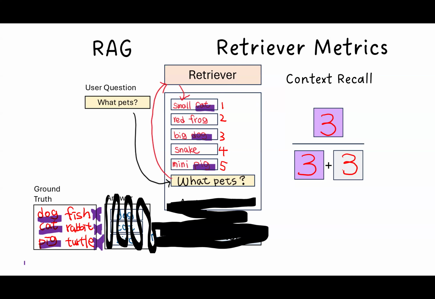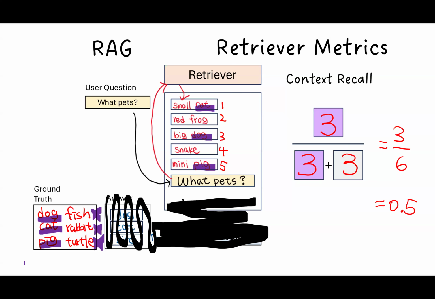So only 3 out of 6 statements in the ground truth are retrieved successfully. So recall is actually 3 out of 6, which equals 0.5. Let's think about it a little bit. How can we improve recall?